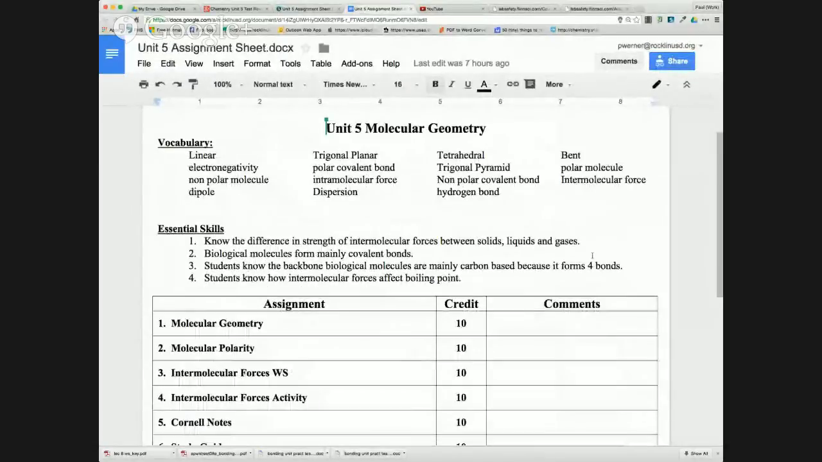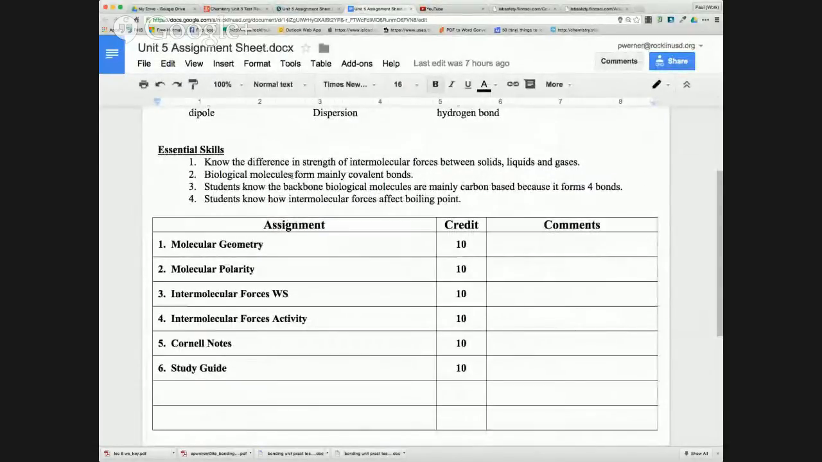Okay. So we have 4 essential skills. The first one is know the difference in strength of intermolecular forces between solids, liquids, and gases. 2 is biological molecules form mainly covalent bonds. 3, students know the backbone biological molecules are mainly carbon-based because it forms 4 bonds. And students know how intermolecular forces affect boiling point. And that 4th one is what we just did in the most recent class. So I'm just going to start with the first one. Actually, the first 3 are really easy. I have not looked at all the quizzes yet, but my understanding is that students did pretty well on those.